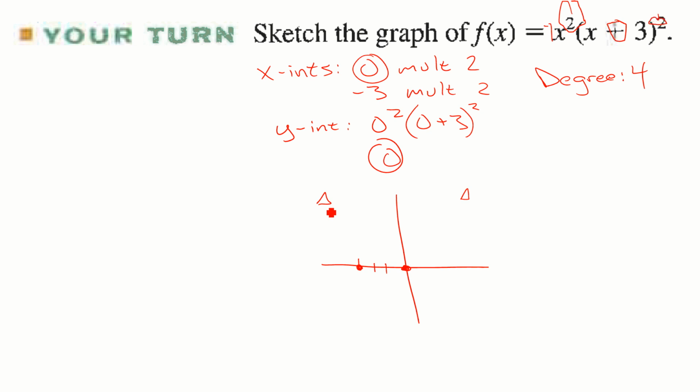Okay. So we're going to start here. We're going to touch, which means we must turn around. We're also going to just touch here and go through this one. So somewhere in here, we must turn back over. Now, we don't know where that is. We're going to learn how to do that in a later section. But for now, just a sketch. Just let it turn over. And remember, smooth and continuous. So connect it just like that.